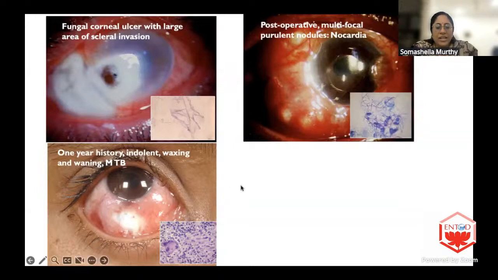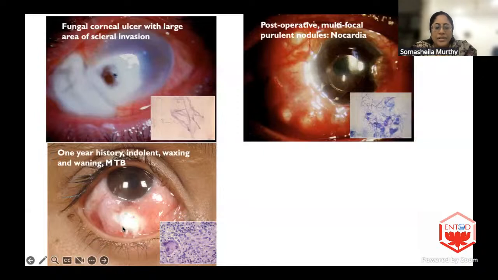I wanted to bring one more challenging entity to your notice. This was a 14-year-old child who had a history of waxing and waning episodes like this, and had a very whitish looking lesion with surrounding inflammation, very cheesy looking when it was excised. The excision biopsy, although it did not grow anything, definitely showed Langhans giant cells on histopathology, with a lot of fibroblastic proliferation and lymphoplasmacytic infiltration. Based on the histopathology, it was highly suggestive of Mycobacterium tuberculosis. We started the patient on ATT, and the lesion completely resolved.